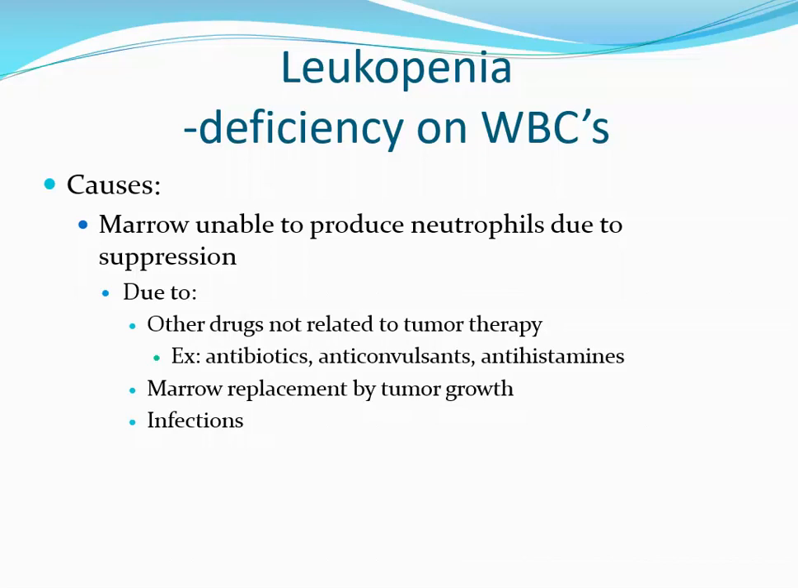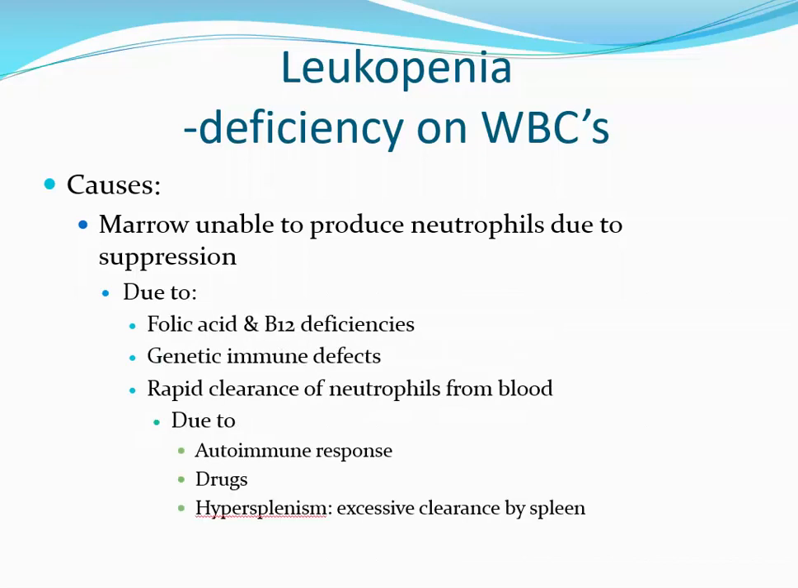It could be due to marrow replacement by tumor growth. If you have the tumor, it's going to prevent the bone marrow from making the white blood cells. Different infections can have an effect on suppressing the bone marrow. Folic acid and B12 deficiencies for the same reason that it affected our red blood cell numbers. Genetic immune defects that would affect the neutrophils. And lastly, rapid clearance of neutrophils from the body.